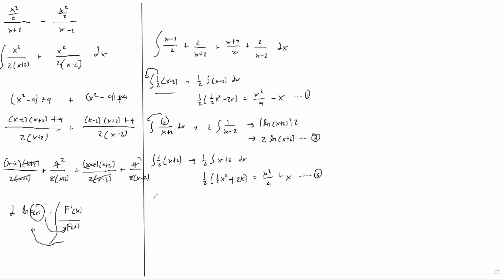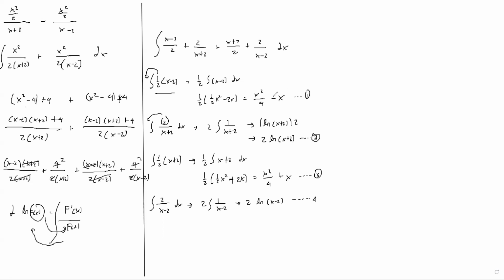Now for the last fraction, integration of 2 over x minus 2 dx. So this is similar to what we did on the second integration. So we're going to end up with 2 integration of 1 over x minus 2. So this will give us 2 ln (x minus 2). Okay, and this is the result for the fourth one. Okay, now what can we do?